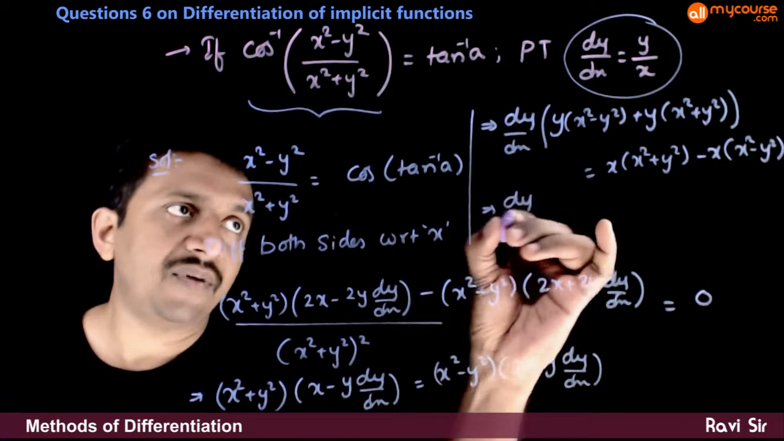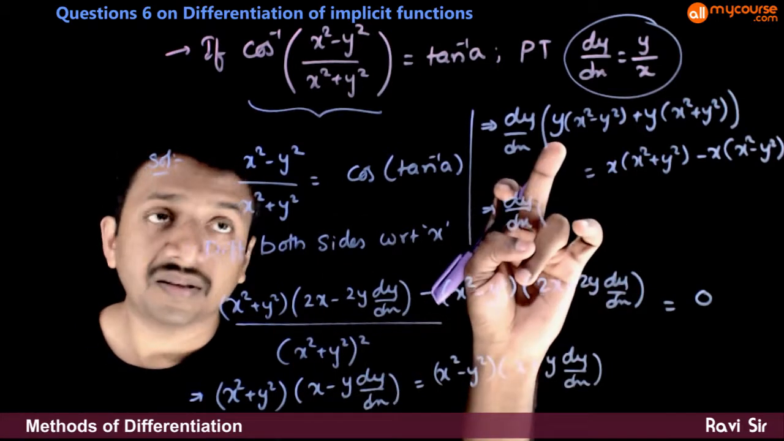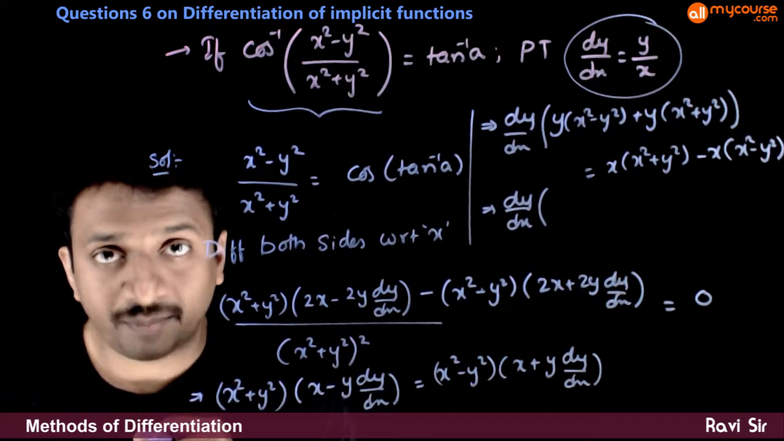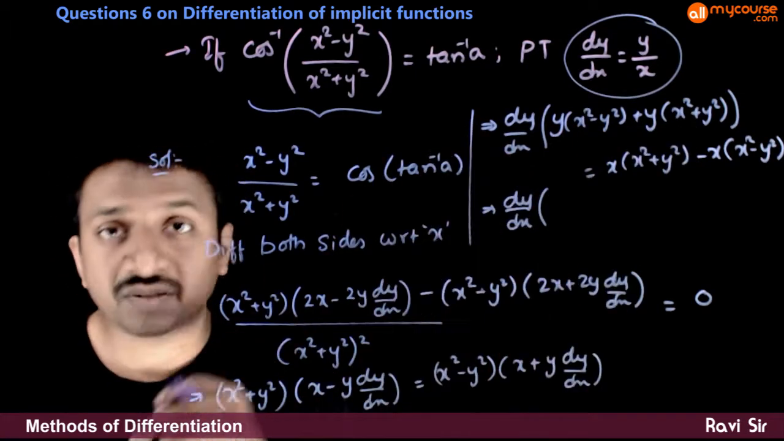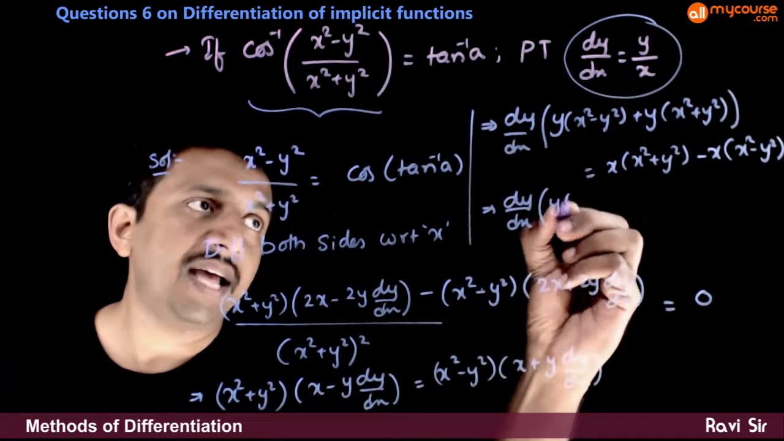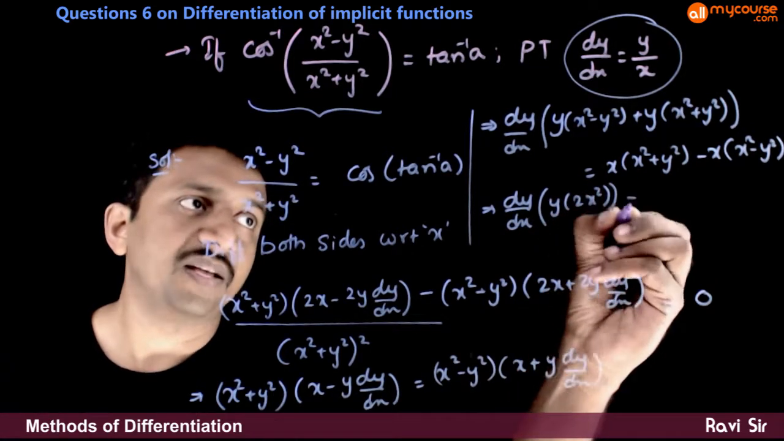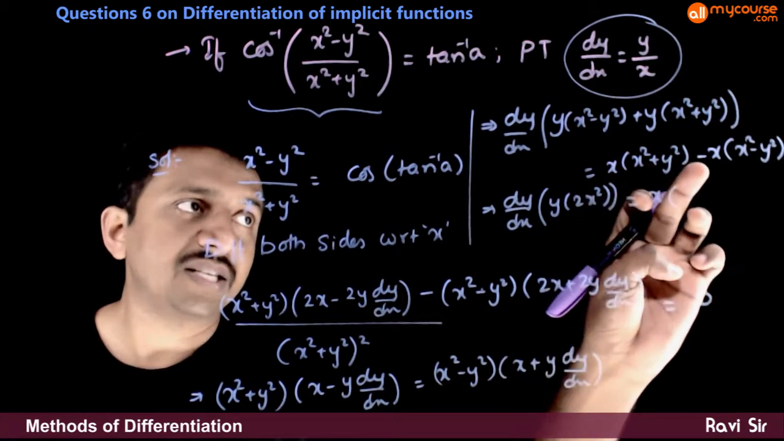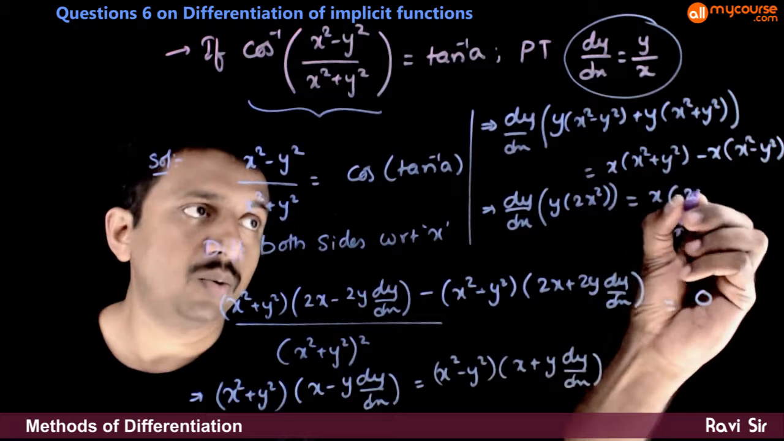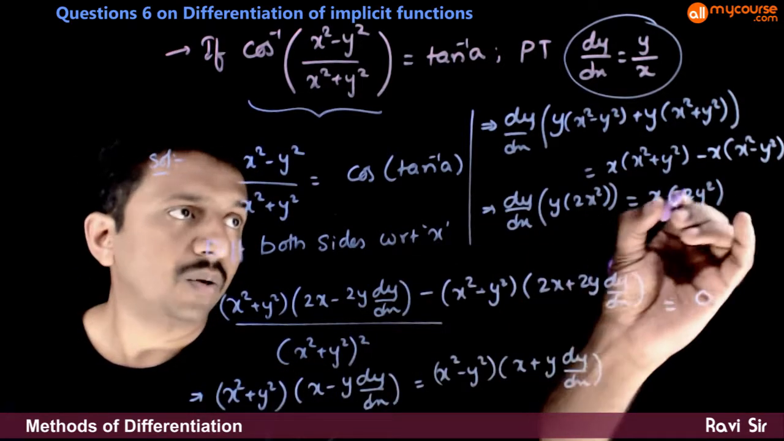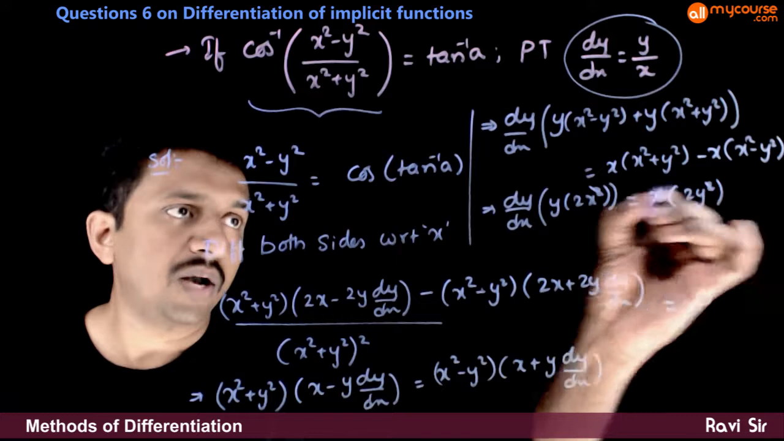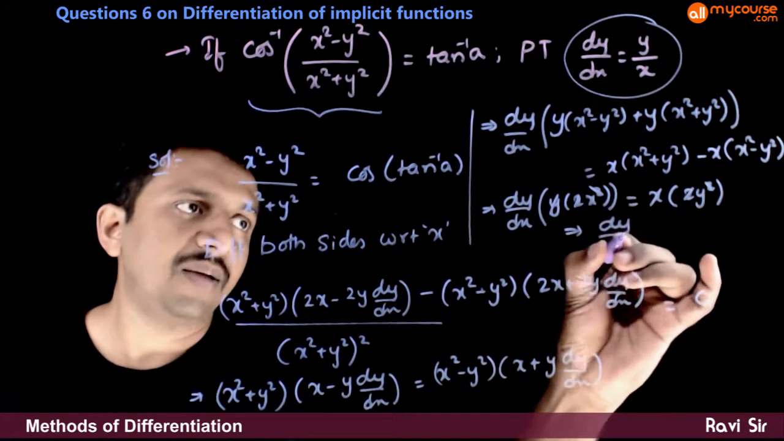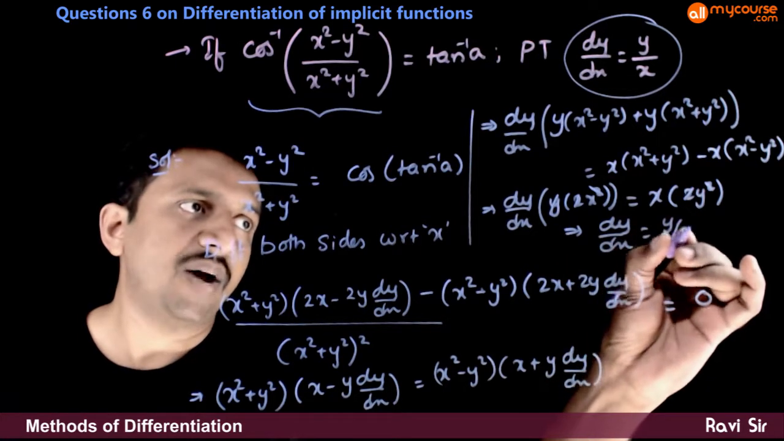This implies dy by dx times, y is common, (x square minus y square) plus (x square plus y square). Minus y square plus y square gets cancelled. So you get y times 2x square is equal to, here you can take x as common, (x square plus y square) minus (x square minus y square), you get 2y square. So 1x and 1x gets cancelled, 1y and 1y gets cancelled, 2 and 2 gets cancelled. This implies dy by dx is equal to y by x is the answer.